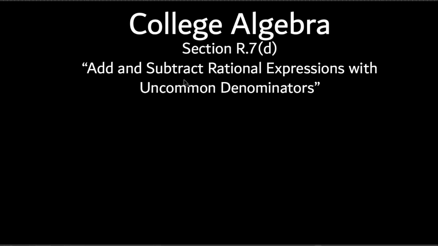All right, so the last thing that we did, we added and subtracted rational expressions, but we had what kind of denominators before this? Common denominators. So now we have uncommon denominators. So let me start with one that's kind of like a bridge between what we did before and what we're going to do today. So let's take a look at this.